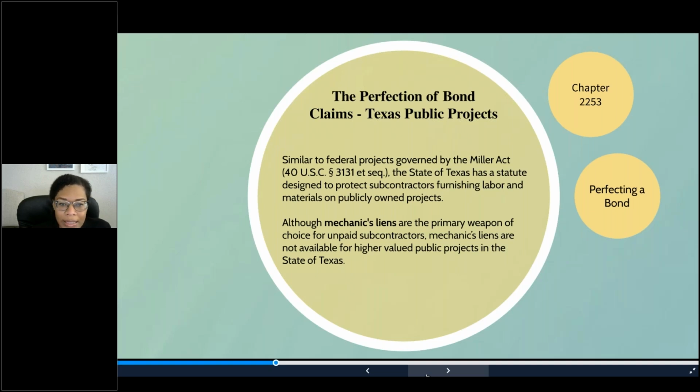Okay, although mechanics liens are the primary weapon of choice for unpaid subcontractors, unfortunately, mechanics liens are not available for these higher valued public projects in the state of Texas. Instead, subcontractors attempting to recover for non-payment on these publicly owned projects must follow the guidelines that are outlined in Chapter 2253 of the Texas Government Code.